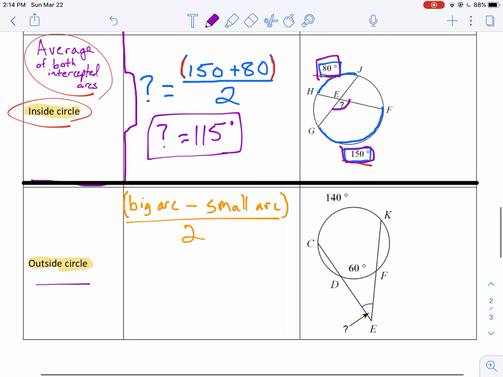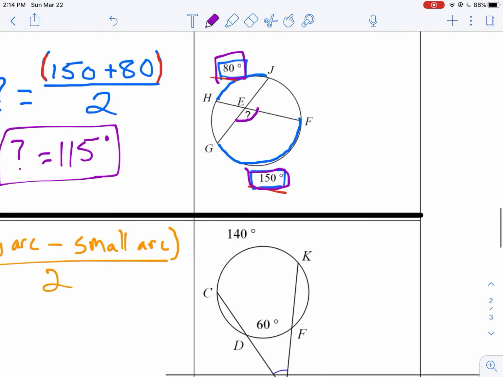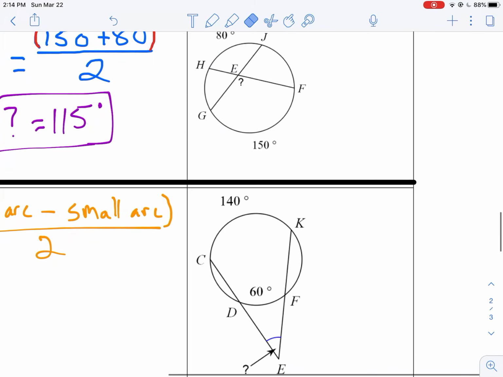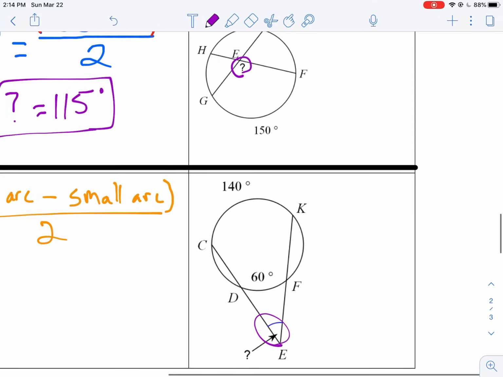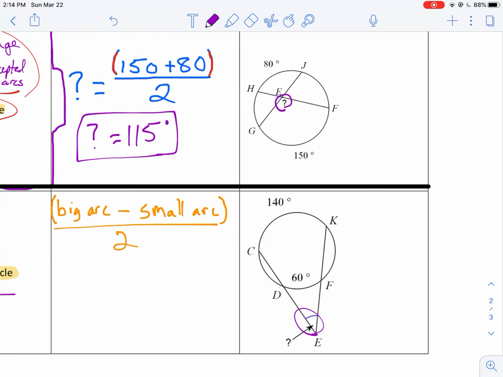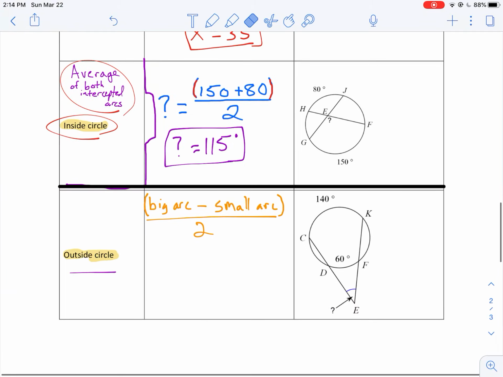Okay, and the difference just between the two in general, looking at the picture, let me just get some of this extra stuff out of here. Okay, if you look, this angle is on the inside. This angle is on the outside. So that's how you can tell the difference between the two, right? The question mark angle in the bottom one is outside of the circle, whereas the other was inside.